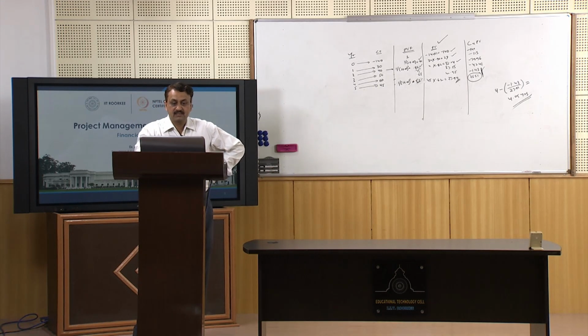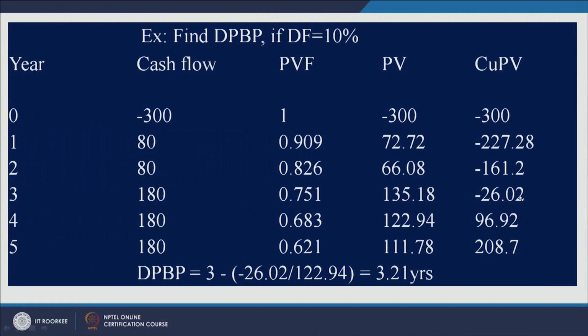Discounted payback period is 3 minus... so here it is moving from negative to positive. So 3 minus 26.02 divided by 122.94. So the discounted payback period is 3.21 years.